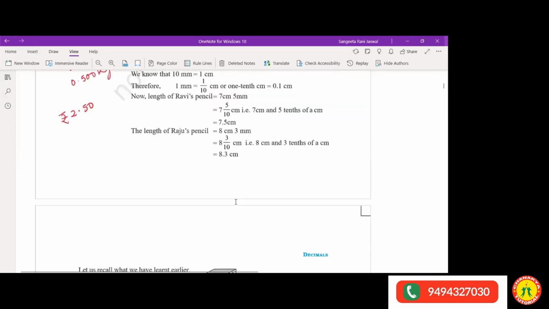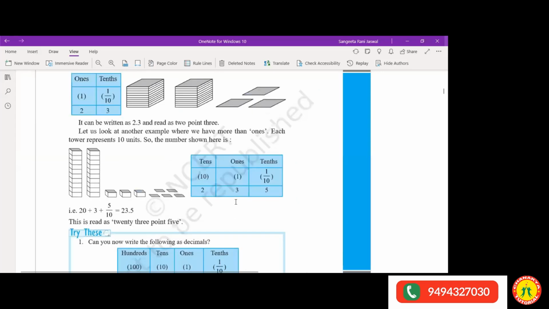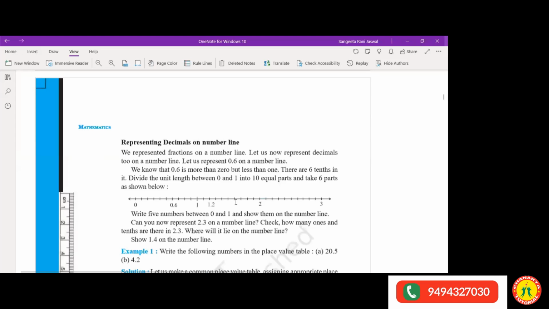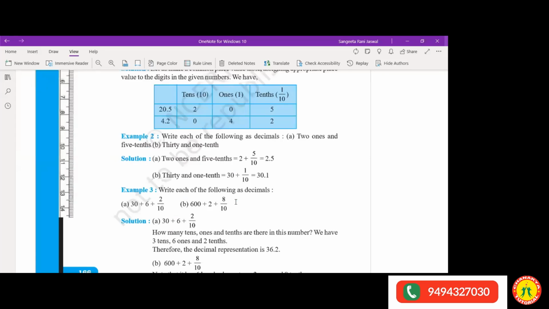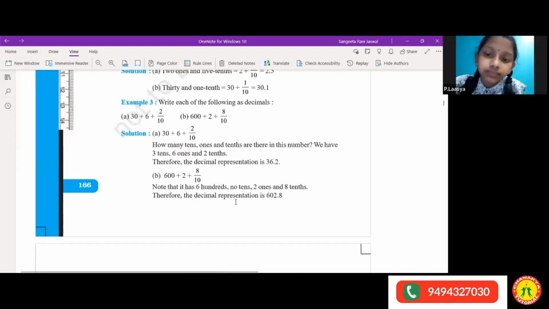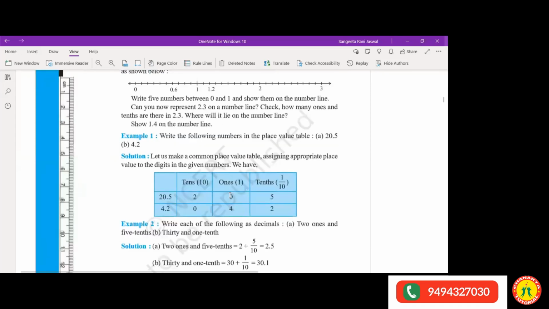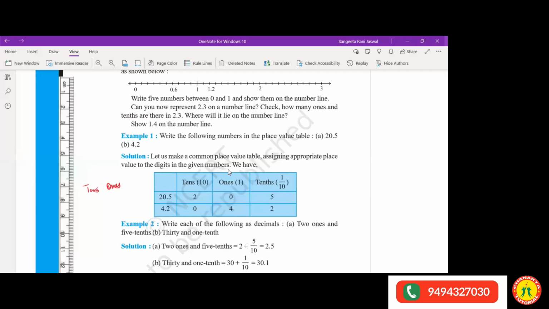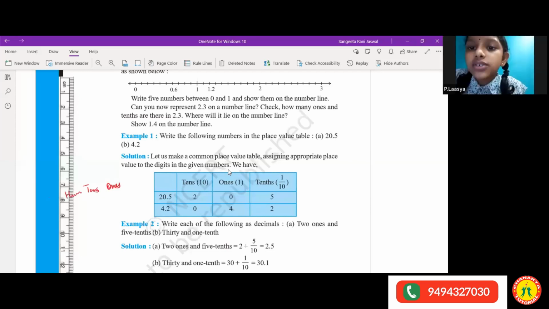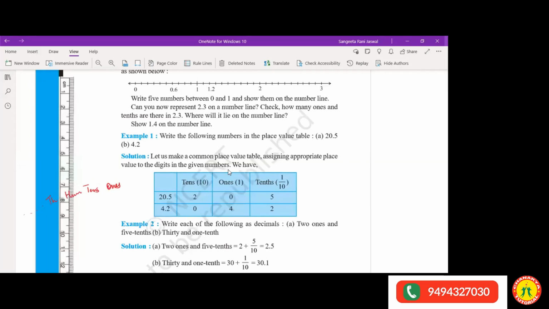Now, decimals have place values. When we see the place values, children, we always have the units place first, which we also call the ones place. Then the tens place, then the hundreds place, thousands, ten thousands, lakh, and so on.